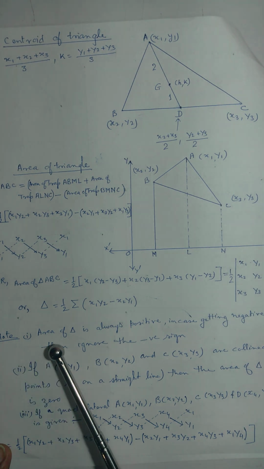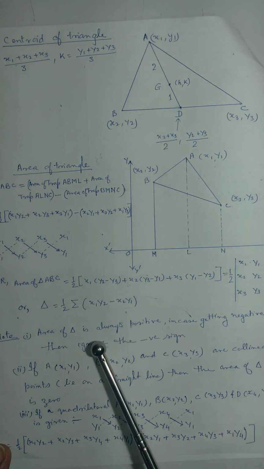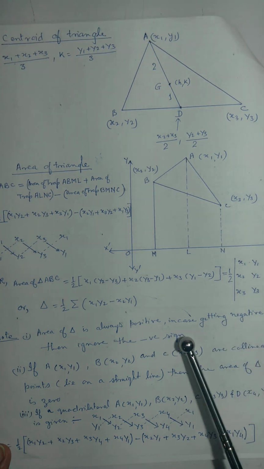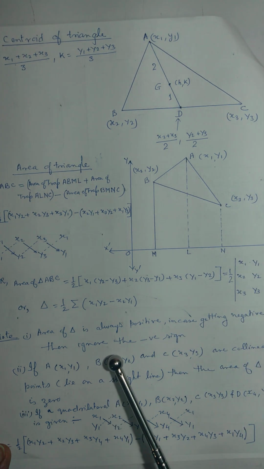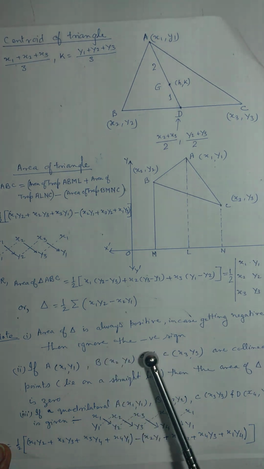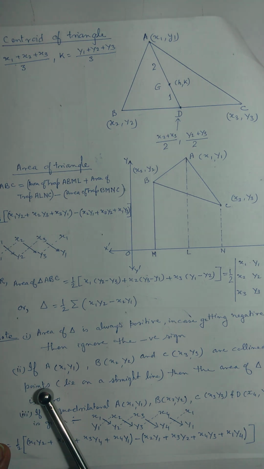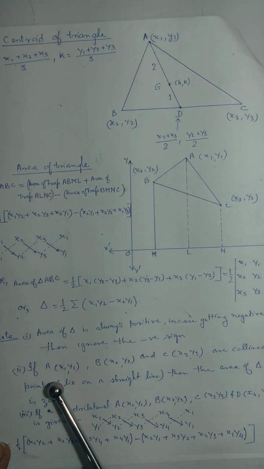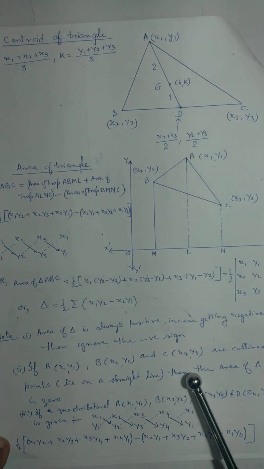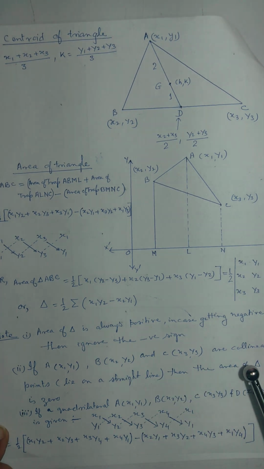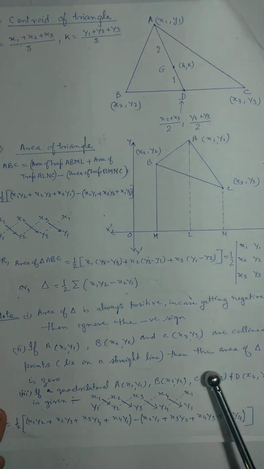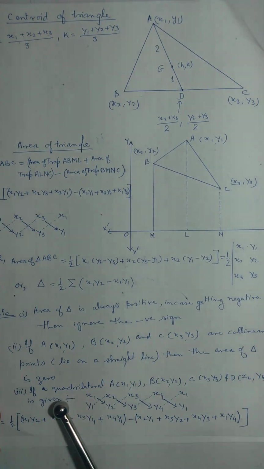Now note, I have mentioned here that the area of the triangle is always positive. In case you get a negative sign, then ignore the negative sign and take it as positive, that is the modulus of that value. Second point: if A (x1, y1), B (x2, y2) and C (x3, y3) are collinear points lying on a straight line, then the area of the triangle is 0.